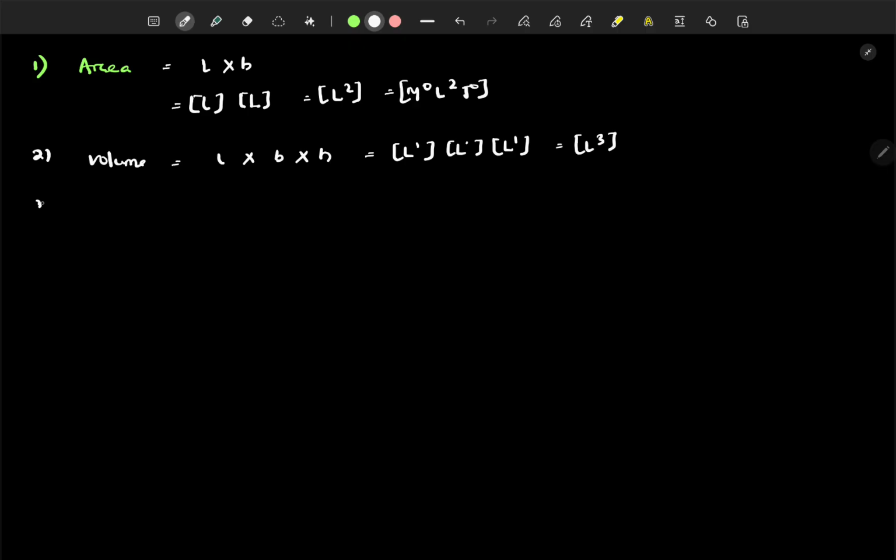Next, find the dimension of speed. Speed we know is distance by time. And distance is one type of length, so it will be L1.